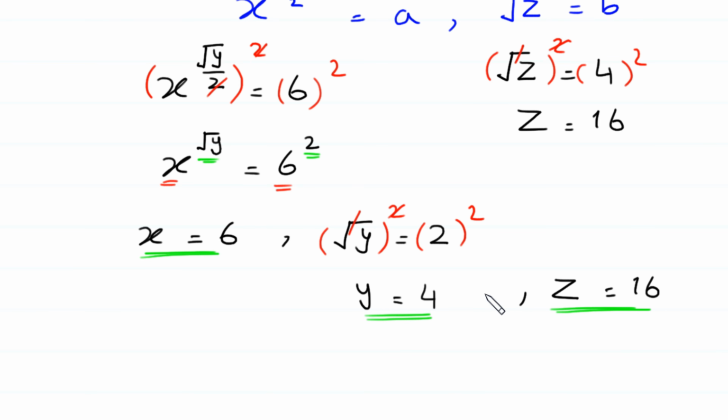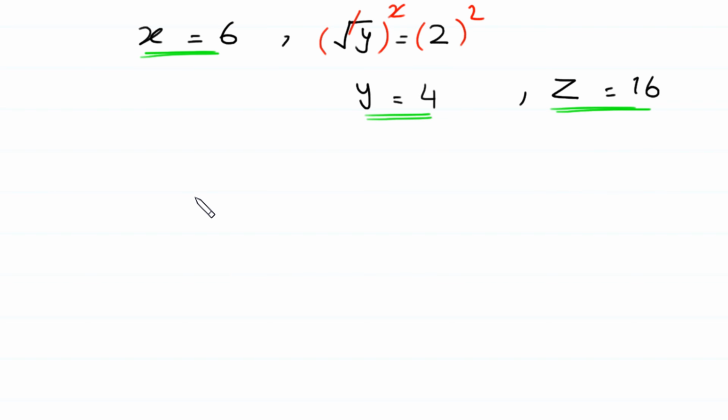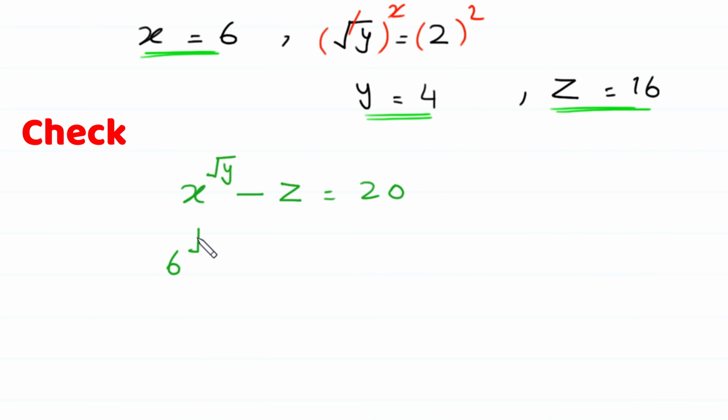Now to verify these values of x, y and z, we put these values in the original equation. The original equation is x to the power square root of y minus z is equal to 20. In this equation we put the value of x 6, value of y 4, and value of z 16: 6 to the power square root of 4 minus 16 is equal to 20.